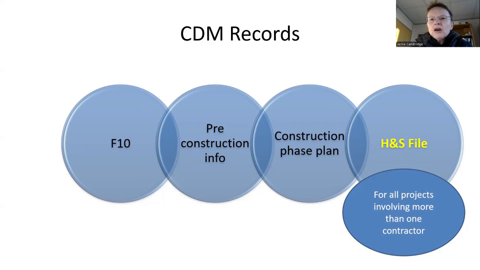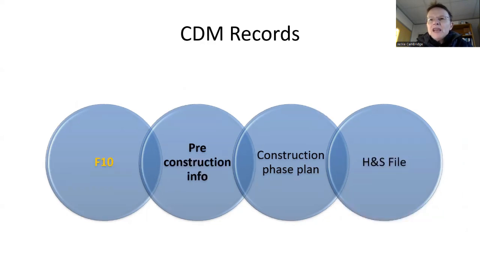So this is our structure for CDM. We've got the F10, which starts the ball rolling for notifiable projects, then the pre-construction information provided by the client. What does the contractor potentially need to know to be able to then put in a decent tender, not just financially, but for health and safety?